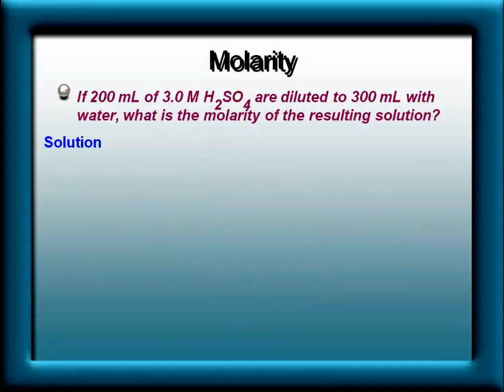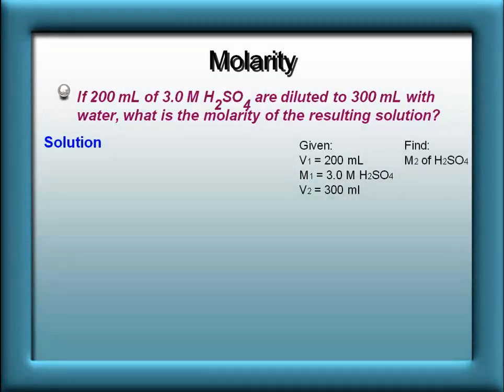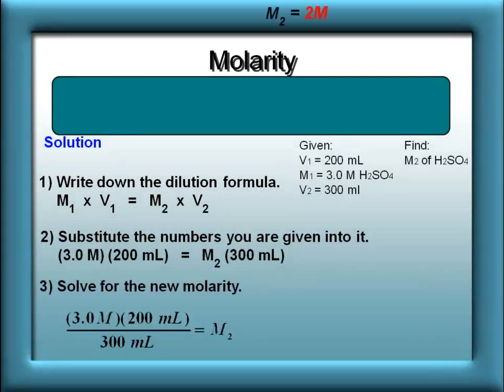If 200 milliliters of 3.0 molar H2SO4 are diluted to 300 milliliters with water, what is the molarity of the resulting solution? Well, here's our givens. We know V1, we start out with 200. We know our original concentration as 3.0 molar. And our new volume that we want to dilute it to is 300. So based on that, what is our new molarity? Well, we can use our dilution formula, plug in our numbers, and solve for M2, which will be 2 molar. M1V1 equals M2V2 is going to be very important in solving dilutions.